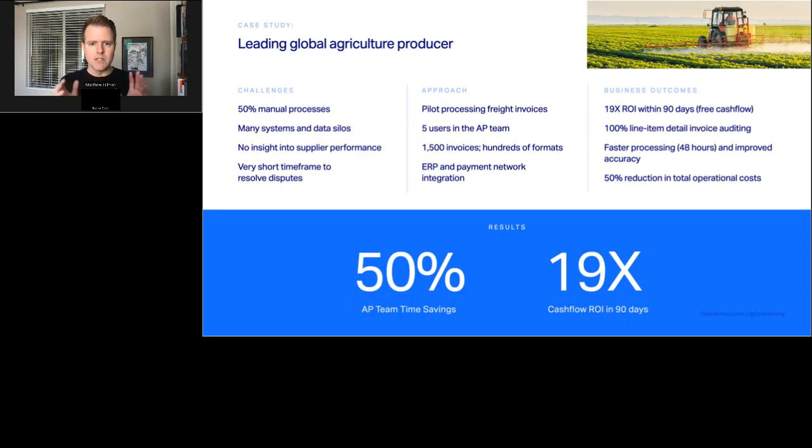So I'm going to give you real data. This is an actual case study from a customer, very quickly. We removed 50% of their financial operational costs within the first 3 months. In fact, I think it was a little bit less than 3 months of using our platform. So that is their team going back to doing the things they were actually hired to do instead of manual data entry or correcting OCR templates or things of that nature to get data into their ERP system. And we returned a 19x cash flow ROI in 90 days. The system paid for itself 19 times over within 90 days.